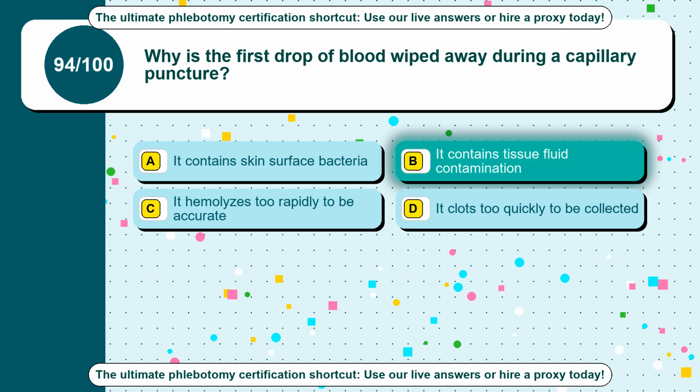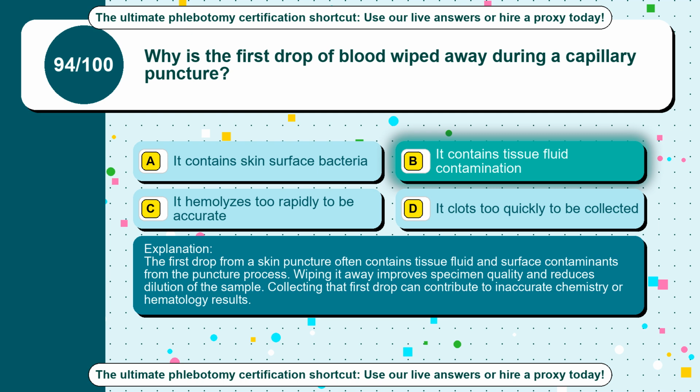The correct answer is option B, it contains tissue fluid contamination. The first drop from a skin puncture often contains tissue fluid and surface contaminants from the puncture process. Wiping it away improves specimen quality and reduces dilution of the sample. Collecting that first drop can contribute to inaccurate chemistry or hematology results.